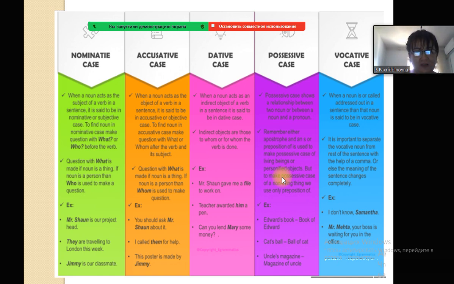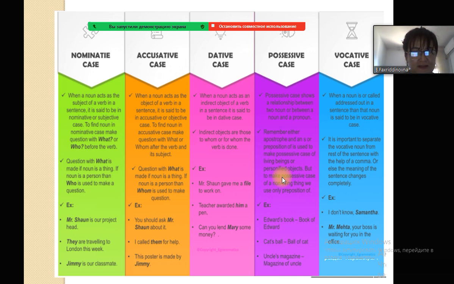For example, "You should ask Mr. Shawn about it." "I called them for help." "This poster is made by Jimmy." In these sentences, Mr. Shawn, them, and Jimmy are objective case. And the third one is the dative case.